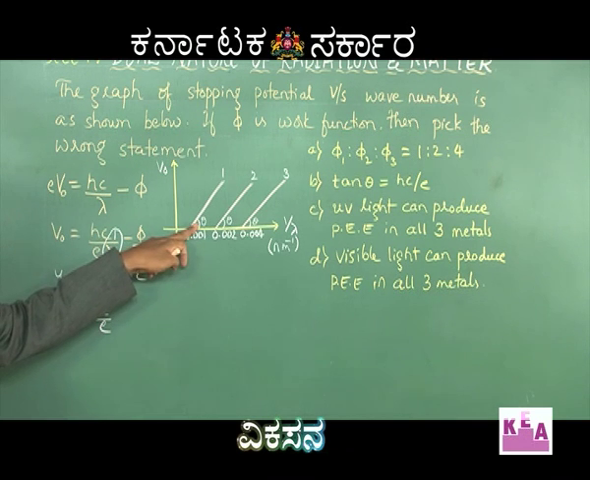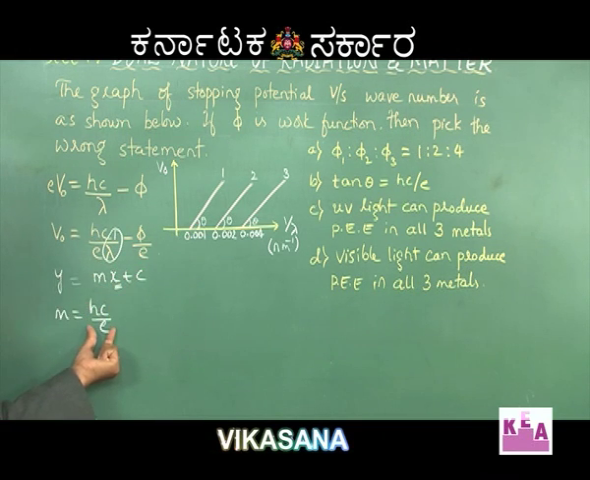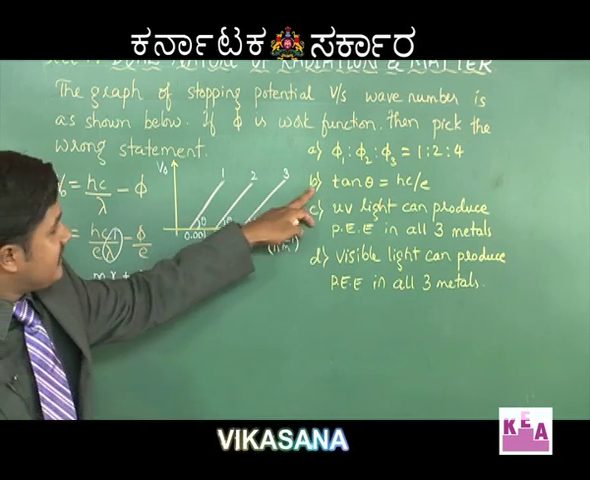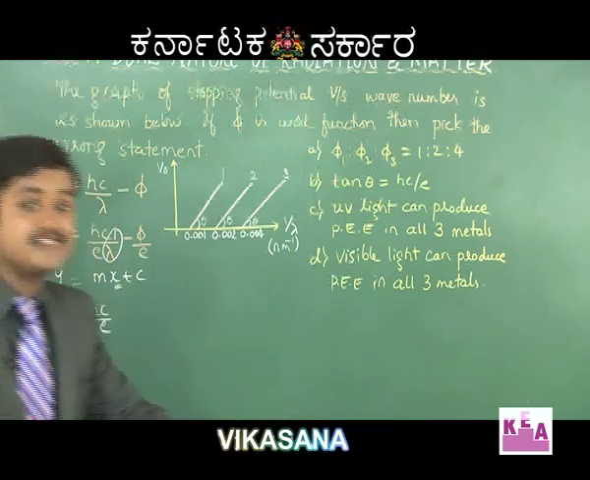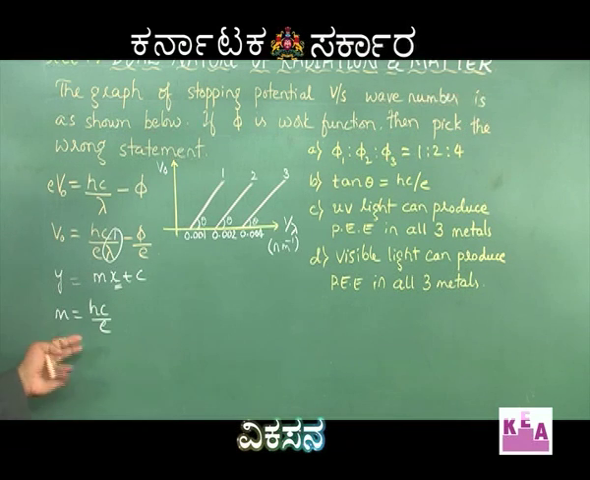If the straight line makes an angle theta with the positive x-axis, then what is slope? Tan theta is slope. So what is my hc by e? It is tan theta for all the three metals. So hc by e is tan theta. I think that is one of the given options. Look at option B. Tan theta is equal to hc by e. It's a correct statement, but I'm supposed to find out the wrong one. So B is the correct statement.